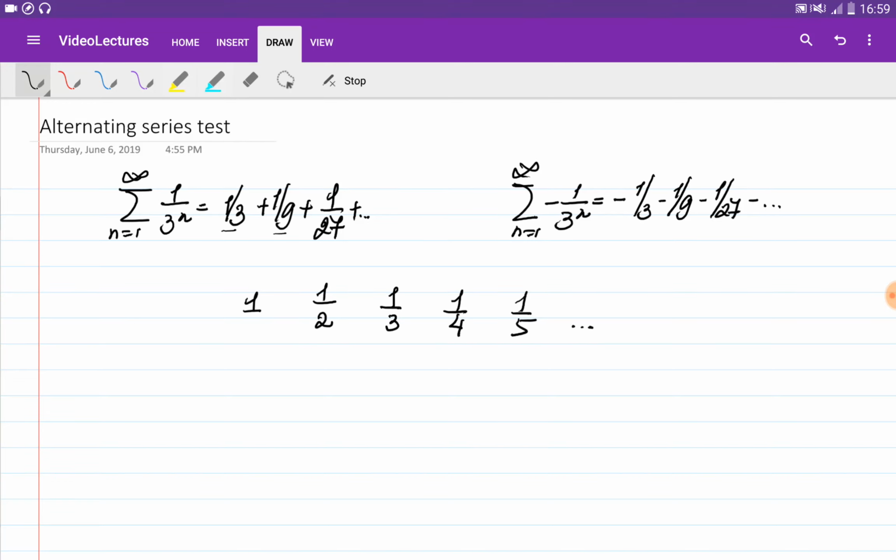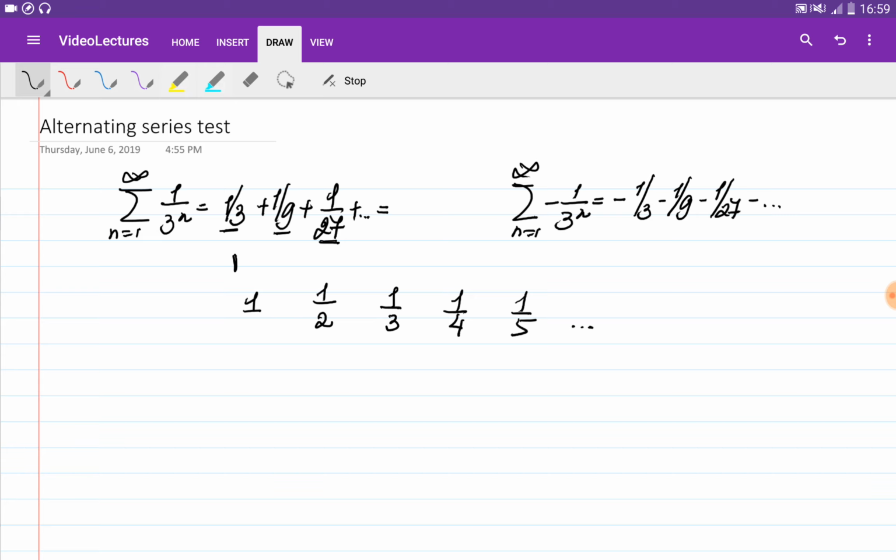So let's talk about the convergence of the alternating series. Previously we talked about the geometric series, when the terms of the series are multiplied by the same number. In this example, the first term is 1 over 3, the second one is obtained by multiplying the previous one by 1 over 3. So the third one is 1 over 9 times 1 over 3, which is 1 over 27, and so on.